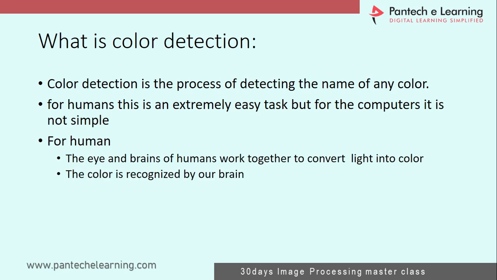For humans, how is it possible? The eye and brain of the human work together to convert light into color. We can identify color with the help of lighting, and behind that, in physics terms, is what is called light scattering.